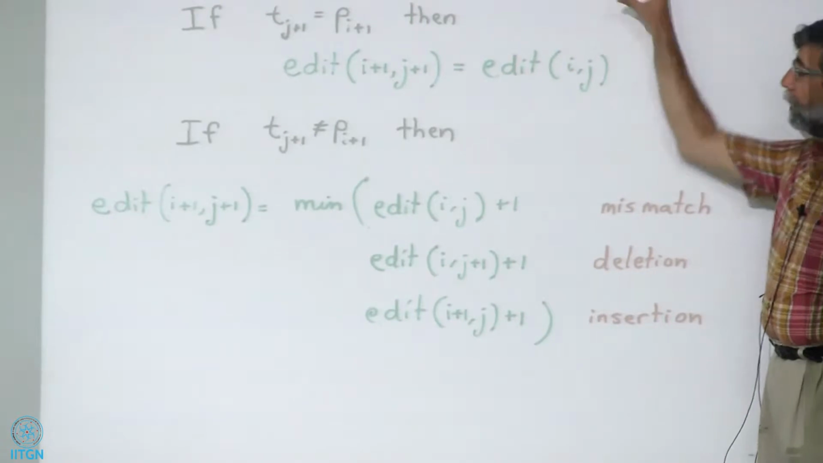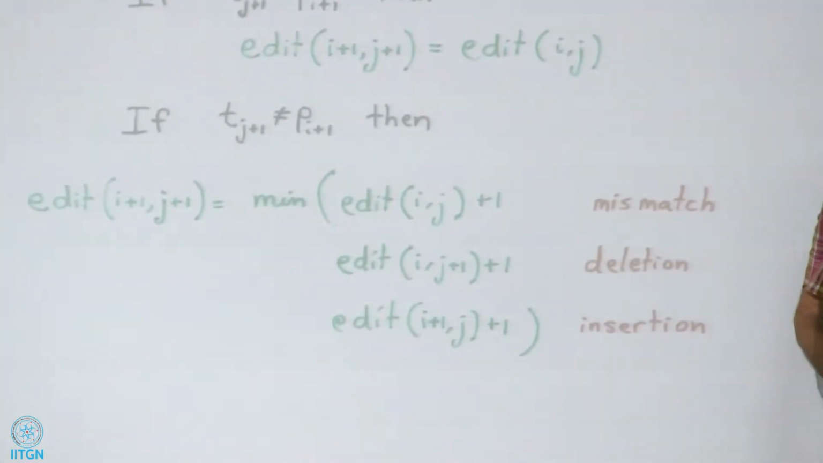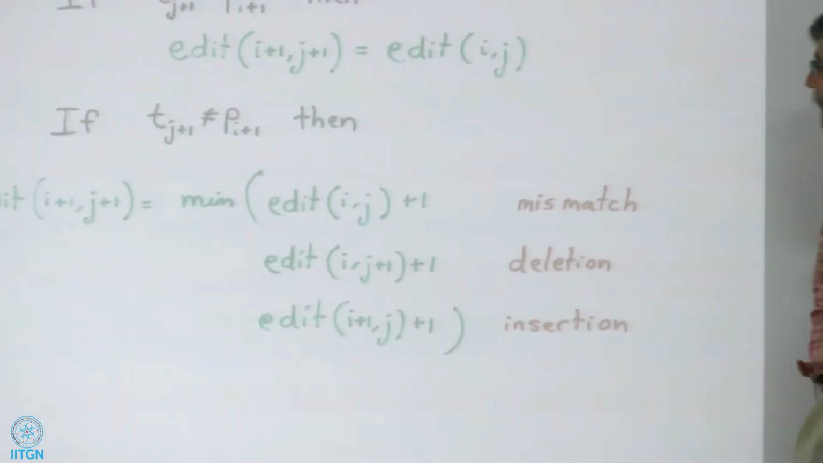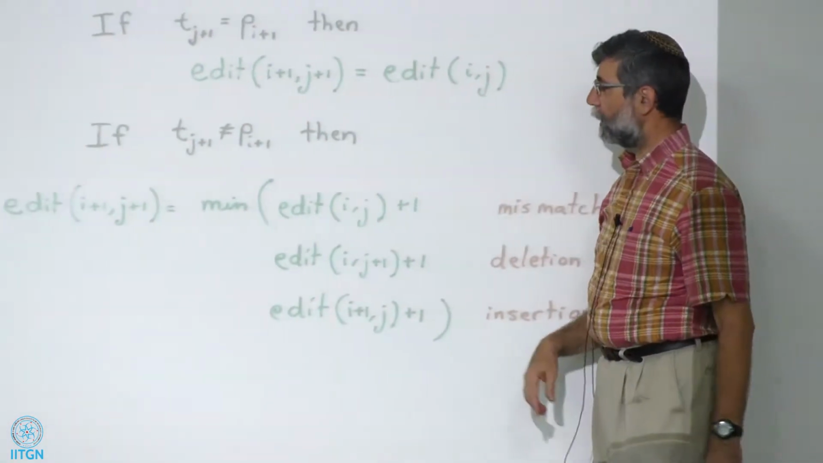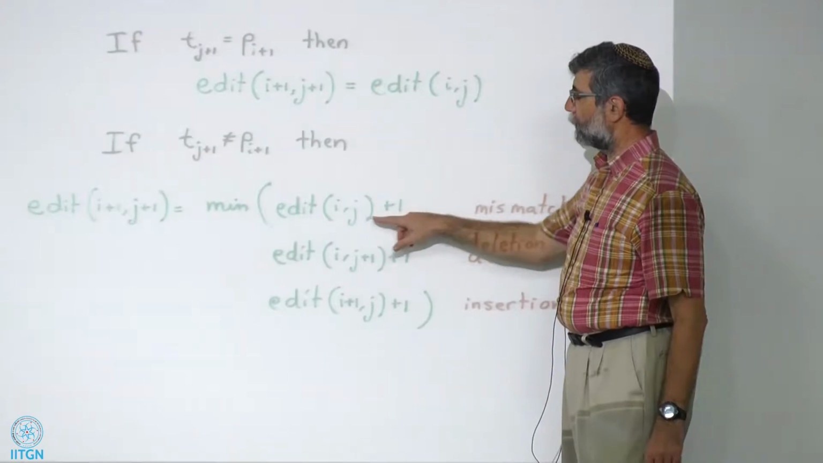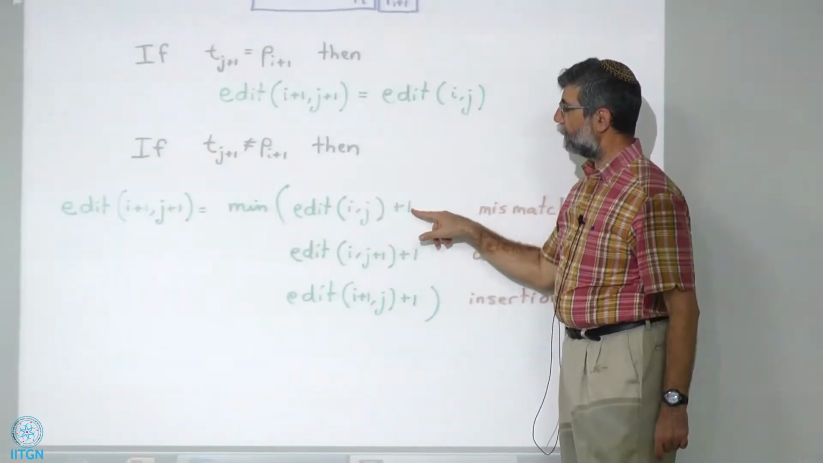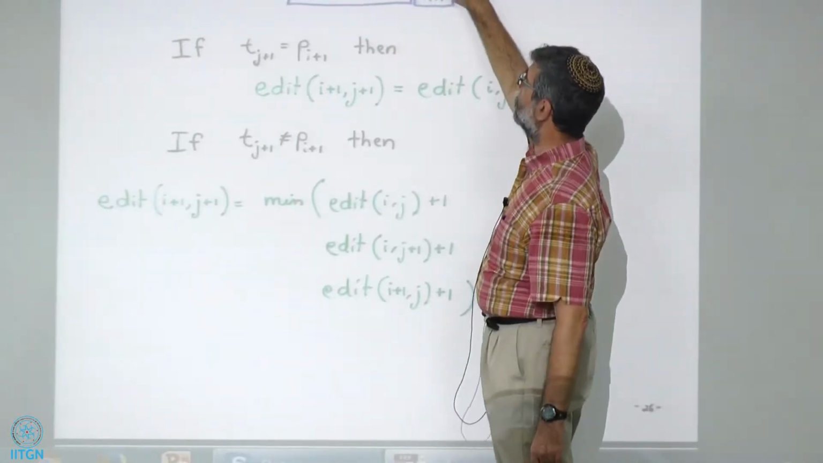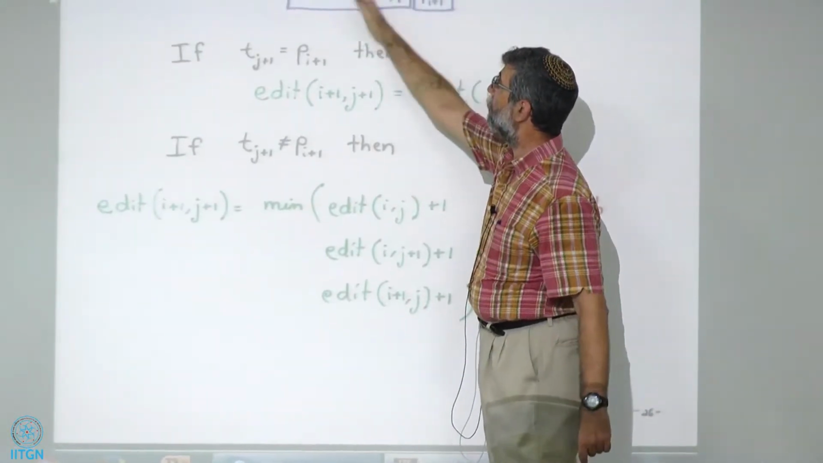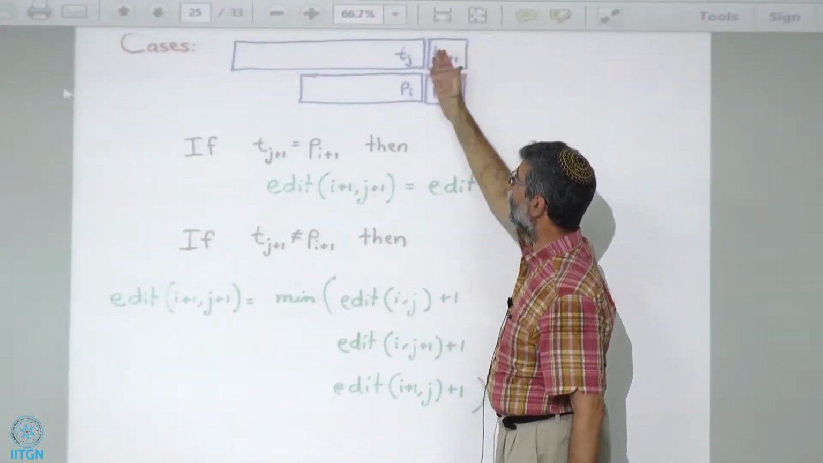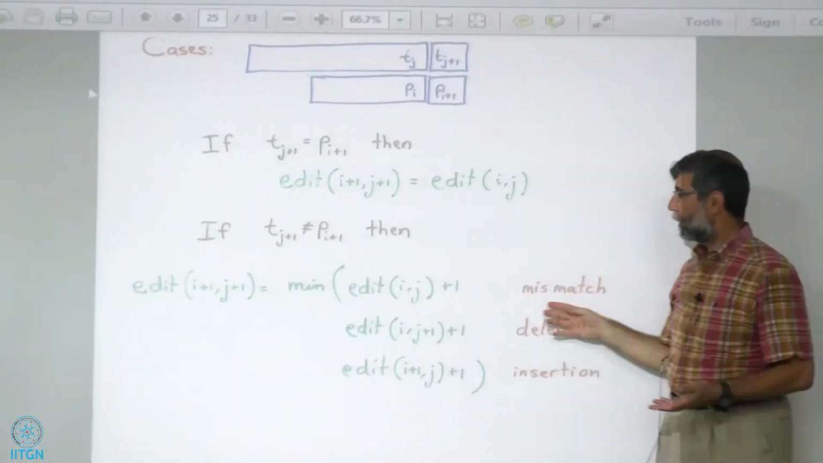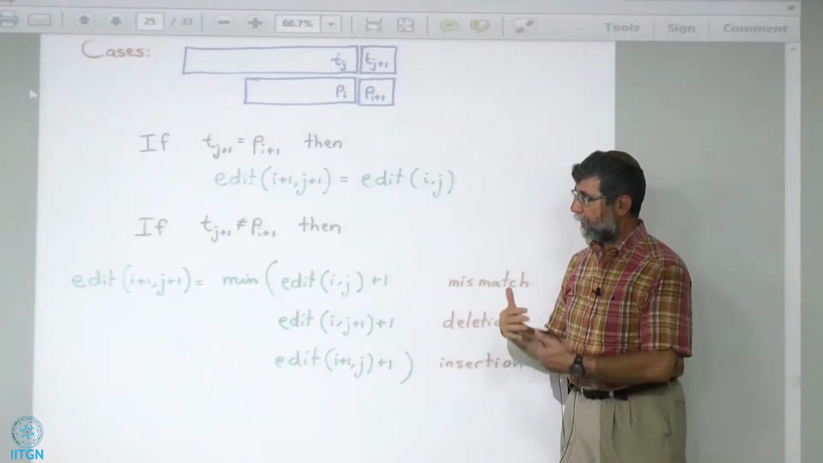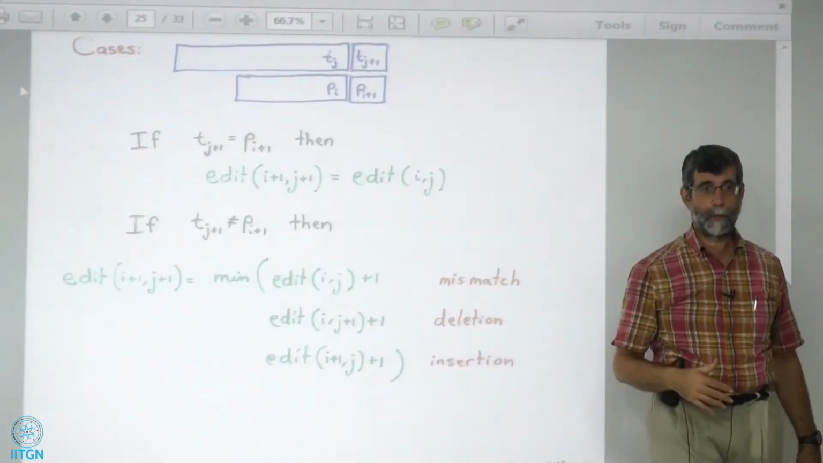But if they're not equal, then that's where we need to stop and think. Because it could be that the edit(i+1, j+1) is equal to the edit distance of (i,j) plus 1. Because in fact, this is a mismatch. That adds an error. You look at all of these guys, this is an error. So edit(i,j) plus 1 is going to be the edit(i+1, j+1).